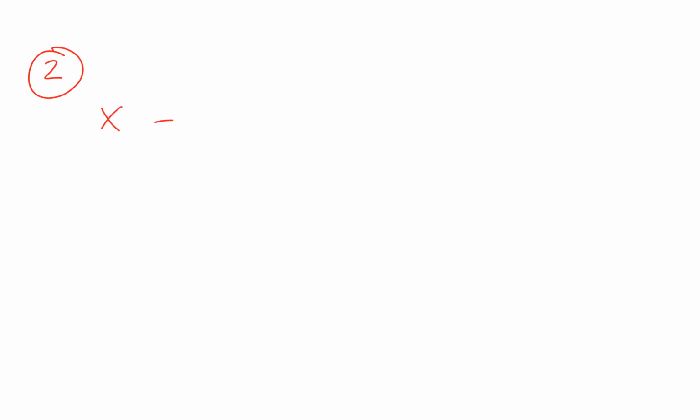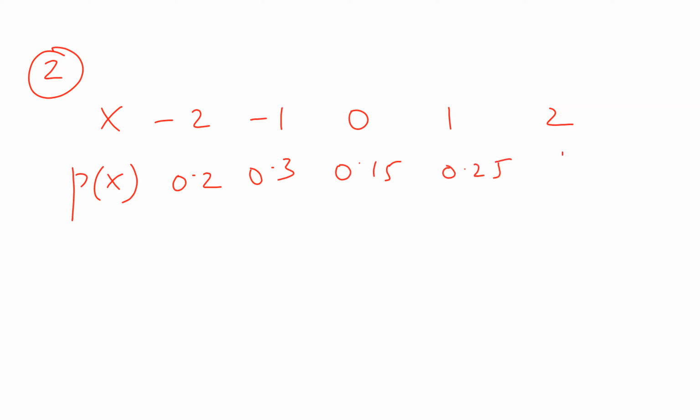X is given as -2, -1, 0, 1, 2. P of x is also given. Pi is nothing but P of x: 0.2, 0.3, 0.15, 0.25, and 0.1. So this is P of x. They are asking F of -3. Now see, capital F indicates CDF. Now -3 is not there over here. In this probability distribution, -3 is not there, so the answer will be 0.